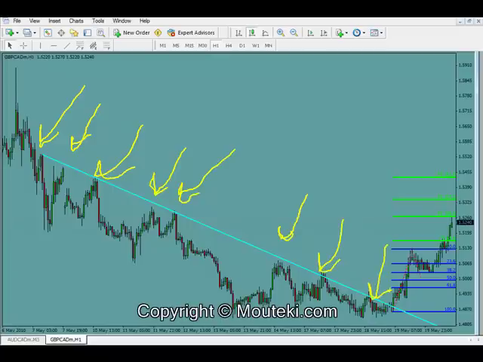Now, let's take a second here and count exactly how many we have. We have 1, 2, 3, 4, 5, 6, 7, 8 points in this supply line. So at 8 times, this market made it up to the supply line and was rejected by that line of supply. So that is definitely right there a proven line of supply.